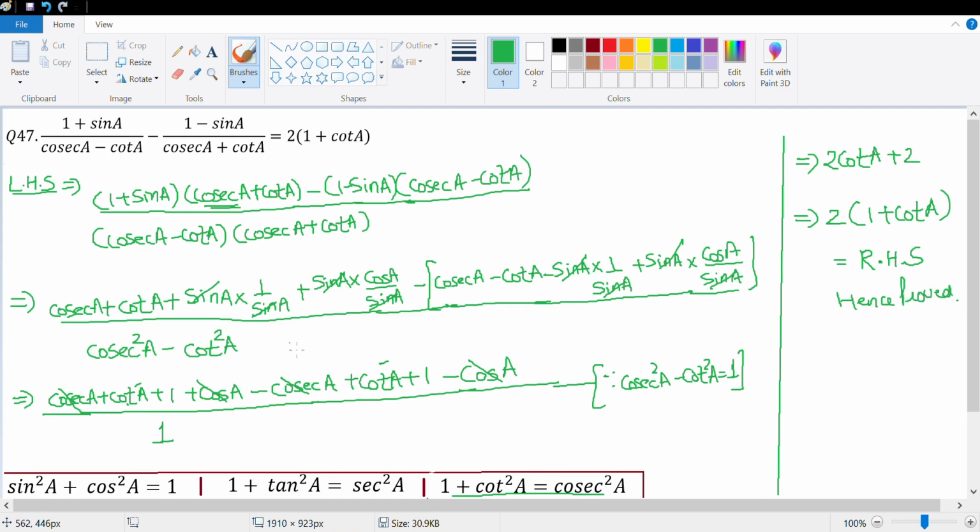Done. A long question. Look at the space that I needed to solve this one. Let's look at the homework question. So homework question for you would be question number 44 and 48.